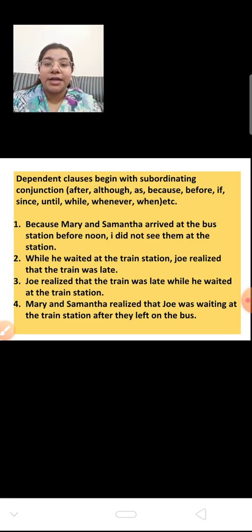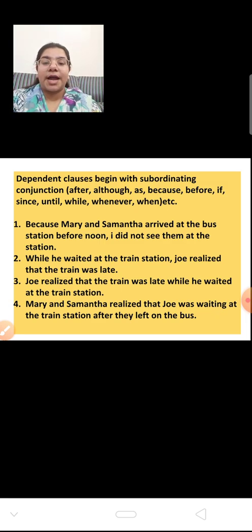Subordinating conjunctions are different from conjunctions. Conjunctions are connecting words like as, if, and, but, so. But subordinating conjunctions are after, although, as, because, before, if, since, until. These are the subordinating conjunctions which are used to connect one main clause and one or more dependent clauses, which form the complex sentence.